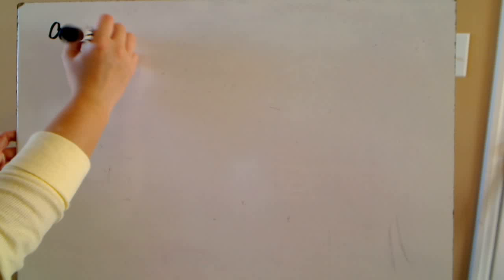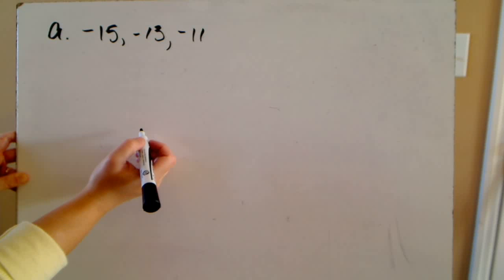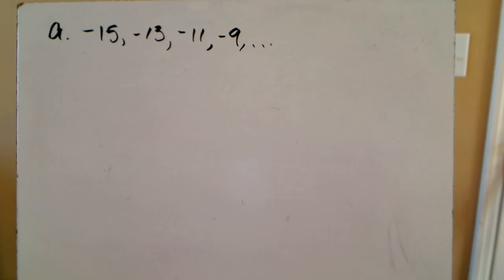So I'm going to look at a couple of sequences, determine whether or not they're arithmetic, and then later figure out how to find the nth term in a sequence. The first one, if you're looking at the notes, is we're going to determine whether or not these are arithmetic sequences. Negative 15, negative 13, negative 11, negative 9, and so on.